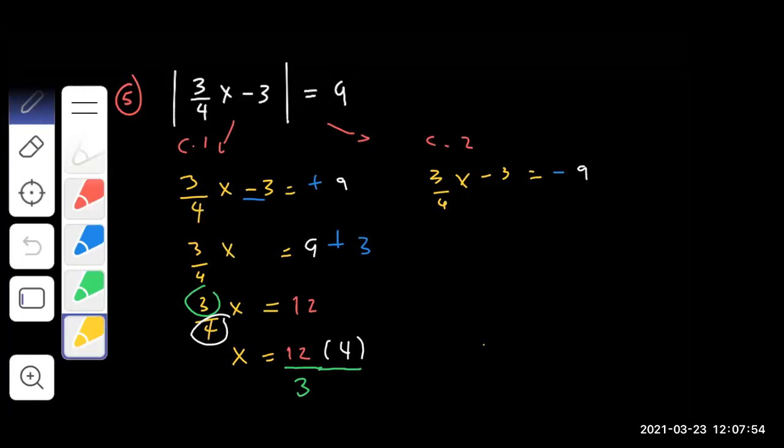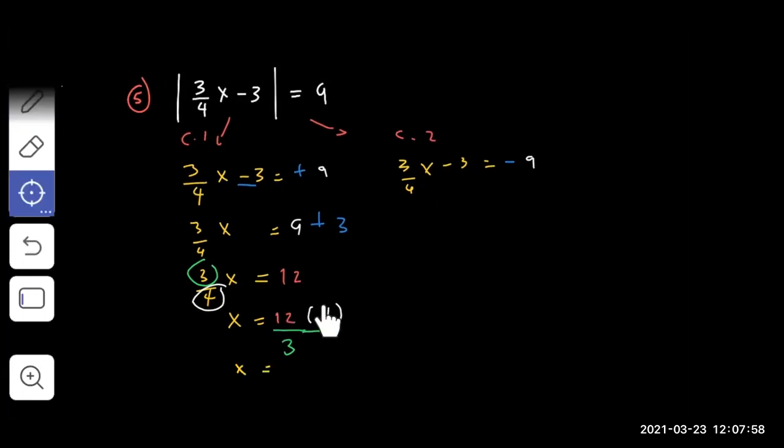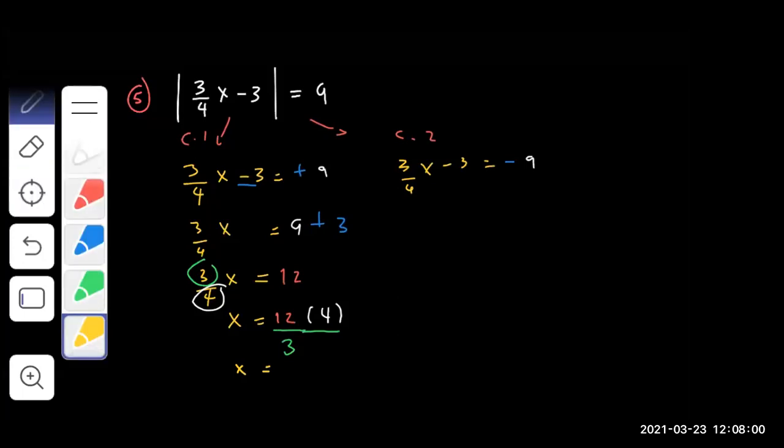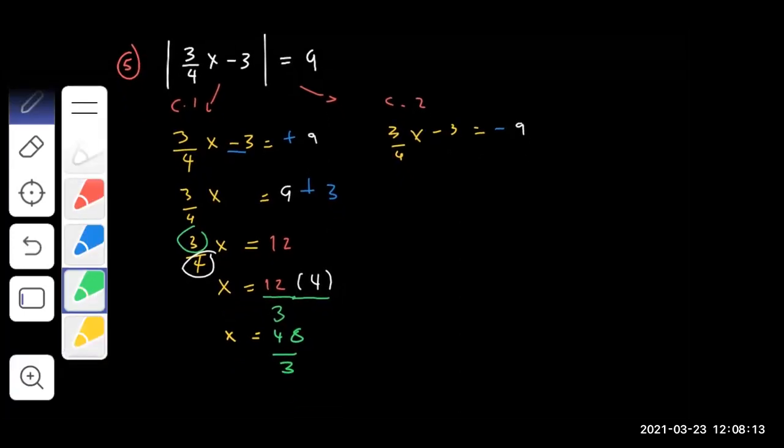Now let's solve this. Can you help me to solve this, guys? What is this equal to? 12 times 4. What is 12 times 4? 48. 48, okay. 48 divided by 3. What is 48 divided by 3, guys? 16. Oh, you're good at that, right? So that is the answer.